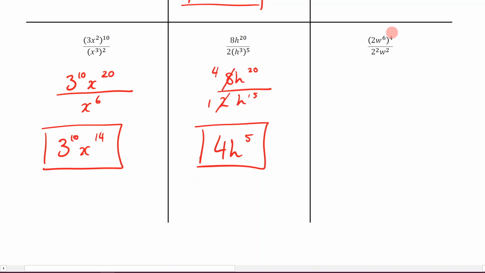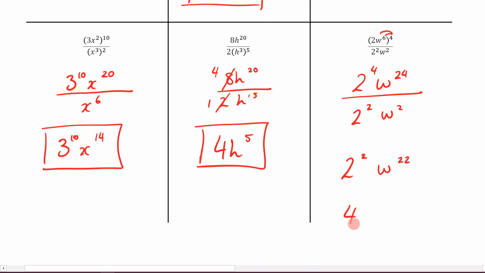Now we come over here. We're going to expand out this 4. So I'm going to get 2 to the 4, w to the 24, because it's 6 times 4, over 2 to the 2, w to the 2. What I'm going to do here is I'm going to subtract these indices because I have the same base of 2. So I'm going to get 2 to the 2. Then I'm going to subtract these indices because they have the same base w. So it's going to be w to the 22. And 2 to the 2 is just 4. So that is going to be my answer.